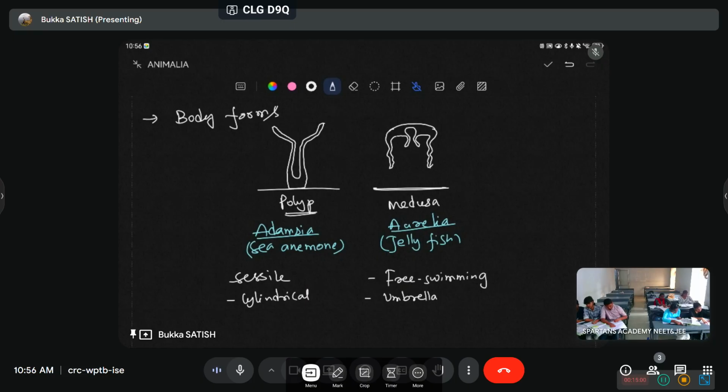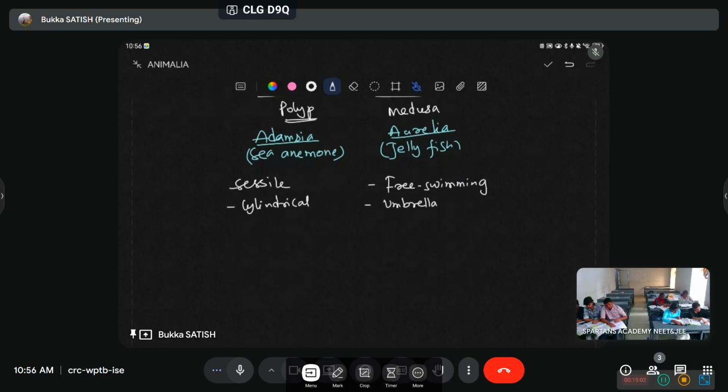And also, when you see these two forms, polyp will form medusa through asexual reproduction, whereas medusa will form polyp through sexual reproduction. Understood? So there are some animals where these two stages are present. So when these two stages are present, polyp will convert into medusa, medusa will convert into polyp. I mean, will form the polyp and medusa through these reproductions.